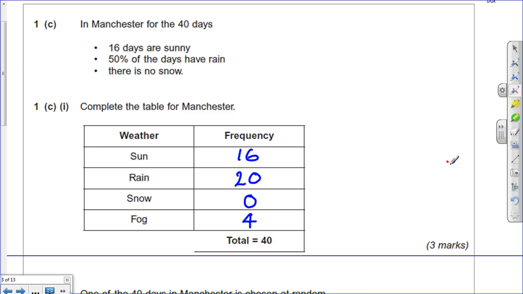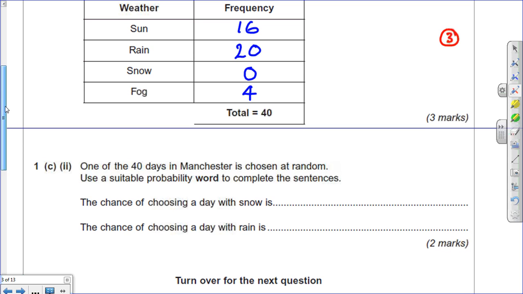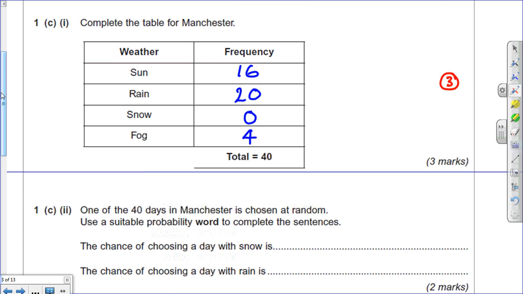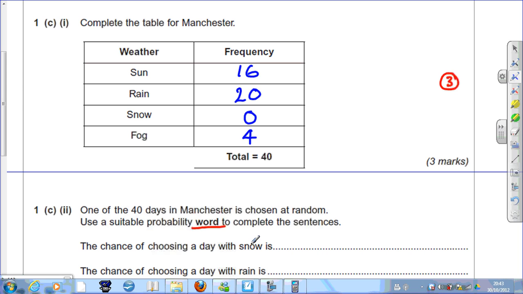Hopefully you've picked up near enough 100%. One of the days in Manchester is chosen at random. Use a suitable probability word. So they don't want a fraction or a decimal, they want a word to complete the sentences. The chance of choosing a day with snow is, well, there's 0 chances, so it's impossible.